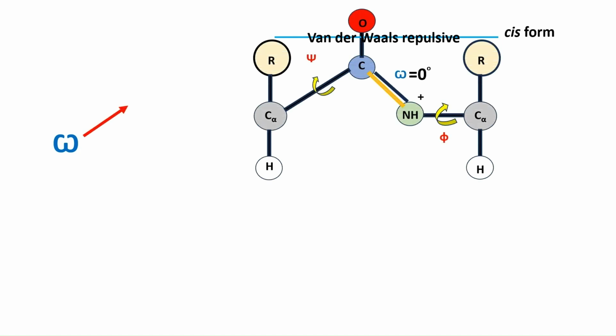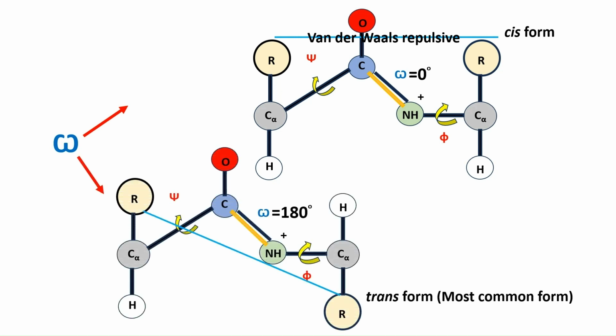The first form of polypeptide is cis or trans. If the omega angle is 0 degrees, then both the alpha carbons' R groups will be on one side, which is called the cis form. But in this form, the chances of van der Waals repulsion force are very high. Therefore, peptides in nature are in the trans form, in which the R groups exist on opposite sides, due to which the omega angle is 180 degrees.